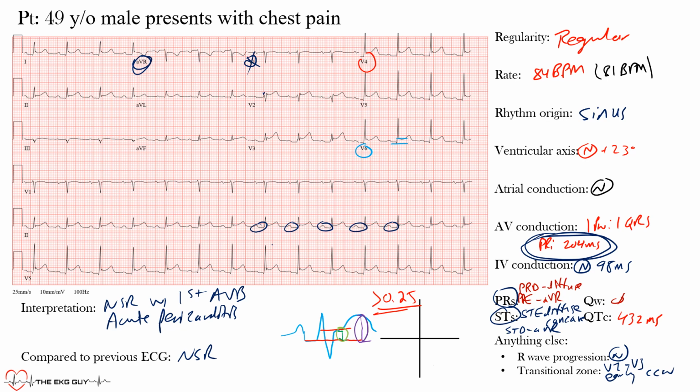So again, a great case of a 49-year-old male presenting with chest pain who was found to be in normal sinus rhythm with this first degree AV block and to have acute pericarditis. So very interesting case here. All right, well, that's it for this week. I hope you learned something here, and I hope you have a wonderful week ahead of you.